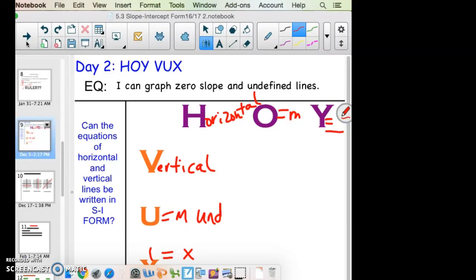And then when I go 0 on the bottom, undefined, I want you to jump out with your legs and make a big X. So that means x equals. X equals is your equation for Bucks. You go Hoy, and you put y equals. Then you go Bucks, and you go x equals. And we'll practice that when I come back.